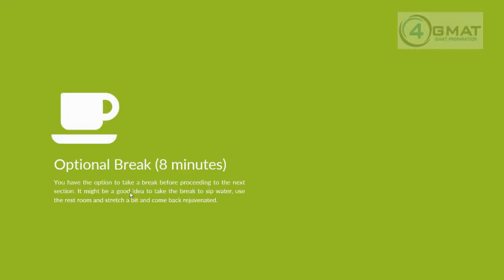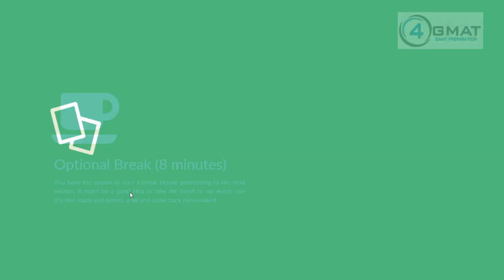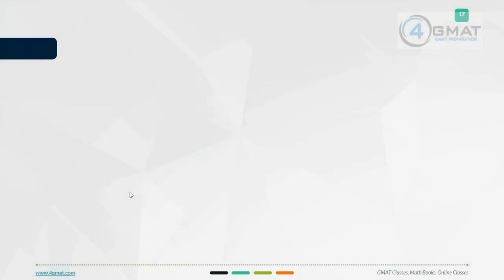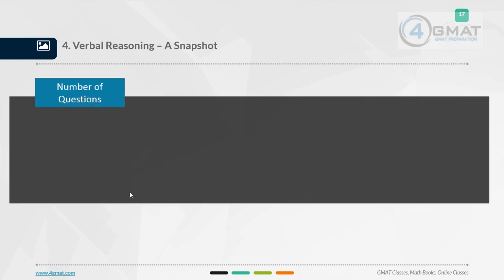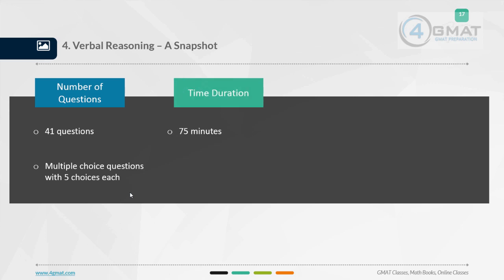You get to take another 8-minute break. Utilize this break too. Then we move on to the last section of the GMAT, which is the verbal reasoning section. Duration 1 hour 15 minutes. Scored on a range of 0 to 60. How many questions? 41 in number. All of these questions are multiple choice questions. Each question has got 5 choices and only one choice is correct. Duration is 75 minutes, as you have seen.